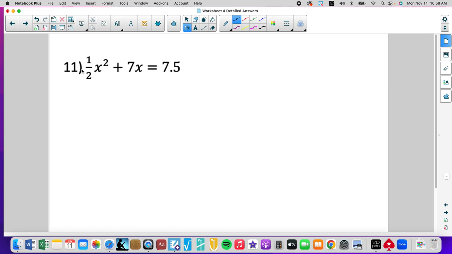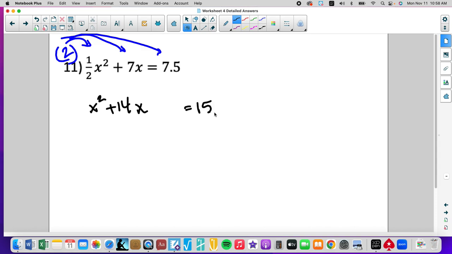All right, first thing we see is that A is not 1. So what do we multiply to make A 1? What times 1/2 is going to make that 1? If we multiply by 2. And we would have to multiply everything by 2. So that would make it x squared plus 14x equals 15.